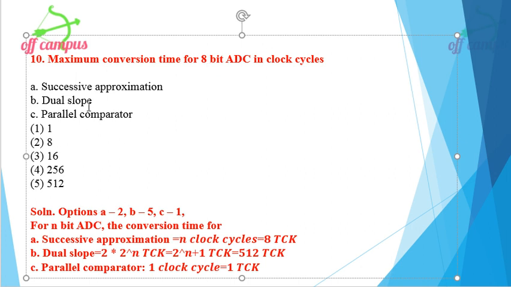Then dual slope, what is the formula? 2 power n plus 1. So 2 power 8 plus 1 is nothing but 2 power 9. What is the value of 2 power 9? 512 clock cycles. So 512 for B, option 5. Then parallel comparator, irrespective of number of bits, the maximum conversion time is 1 clock cycle. That is nothing but option C, 1. Option A 8, option B 5, option C 1. This is the correct option for this problem.